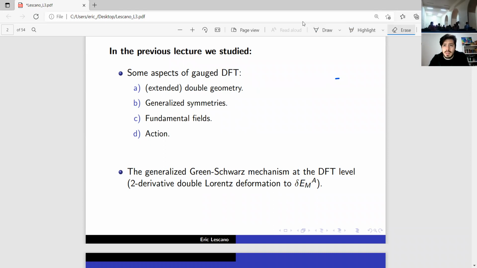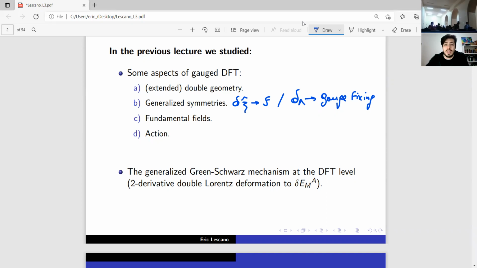But we could define generalized diffeomorphisms. These diffeomorphisms contain a modification, a structure constant. This is a modification to the double field theory formulation. And we define double Lorentz transformations, and these double Lorentz transformations require a gauge fixing. So we started analyzing the generalized symmetries. Then we analyzed the fundamental fields, in this case, for gauge double field theory or for heterotic double field theory.